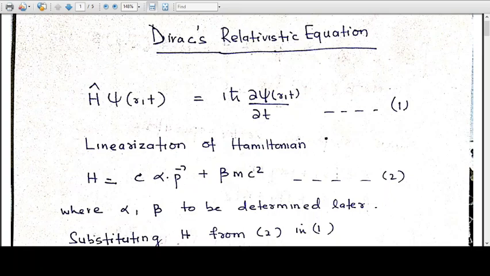Hello everyone. Today we'll be discussing the relativistic equation which we had started in the last class.